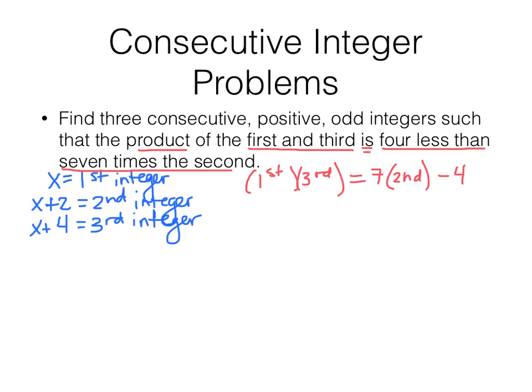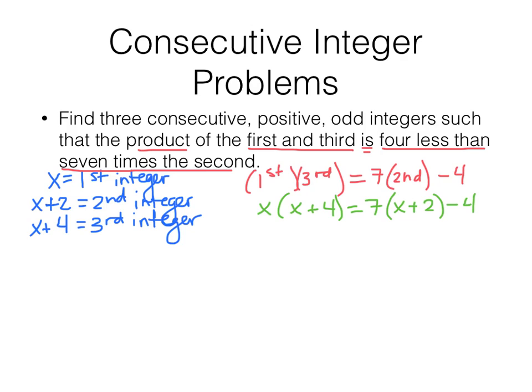There's our equation written in symbols. Let's now put in the expressions that we got when we wrote this all out in the first place. The first integer is x. The third integer is x plus 4. So we're putting those in those spots. Then we have 7 times. Second integer is x plus 2. And then a minus 4.